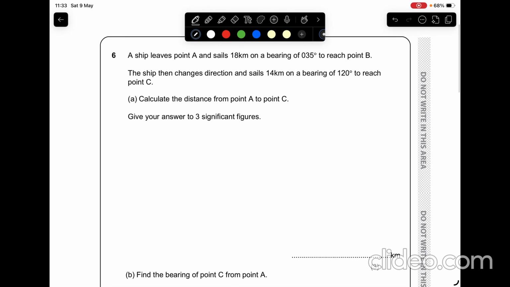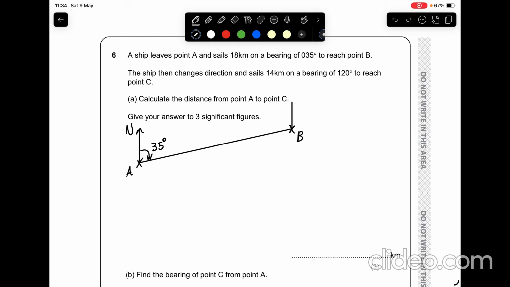That's 5 marks total. So, with bearings, if this is point A, you have to measure from due north, clockwise, the angle that you are travelling. So, if I'm going to point B, it's going to be up here somewhere. That means I'm travelling 35 degrees from due north, starting at point A, in the clockwise direction. When we write bearings, you have to write it as 3 digits like this. So 035.